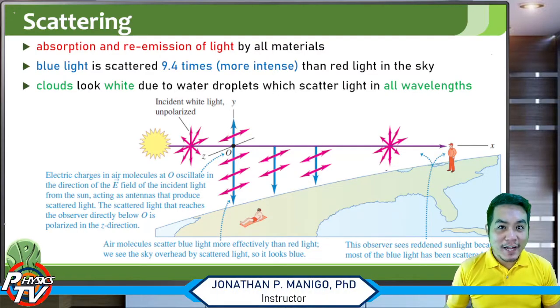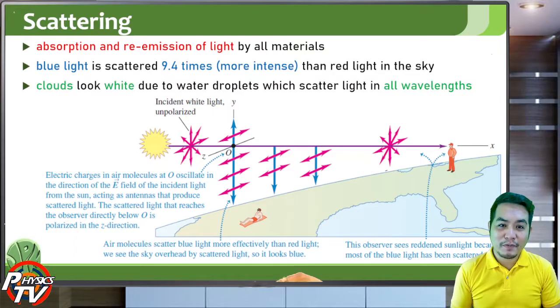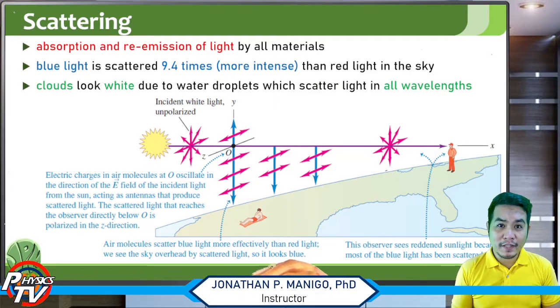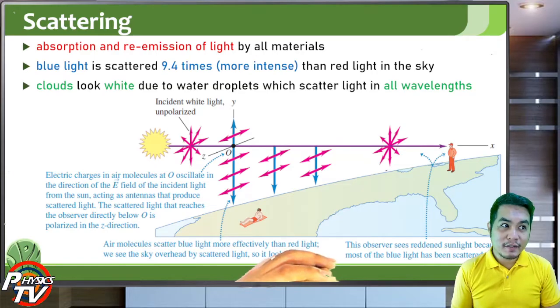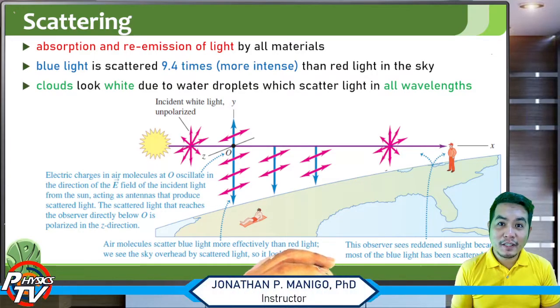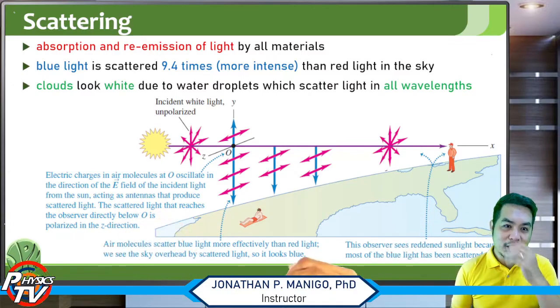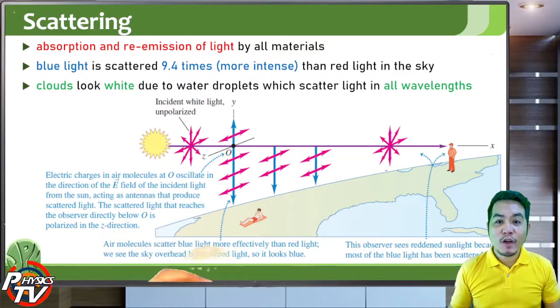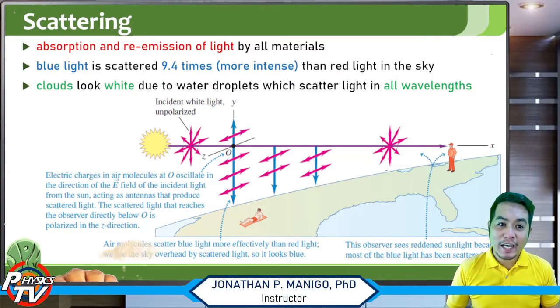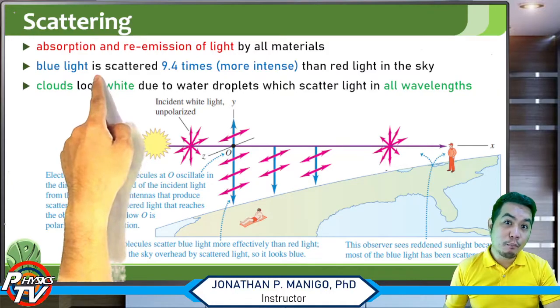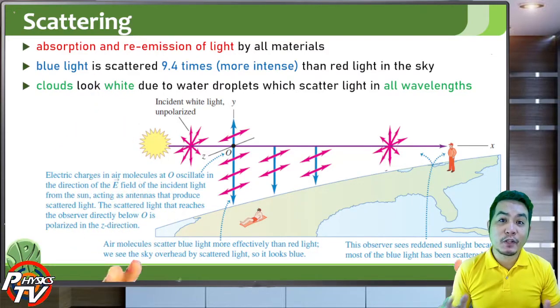So clouds, on the other hand, look white because clouds are just water vapor. The water inside the clouds scatters light in all wavelengths. So when all of the visible wavelengths are present, red, orange, yellow, green, blue, violet, then you get white light. So that's the reason why clouds look white, because they scatter all of the wavelengths, all of the colors equally. Unlike our atmosphere, which favors blue more, and that has something to do with the composition of our atmosphere.